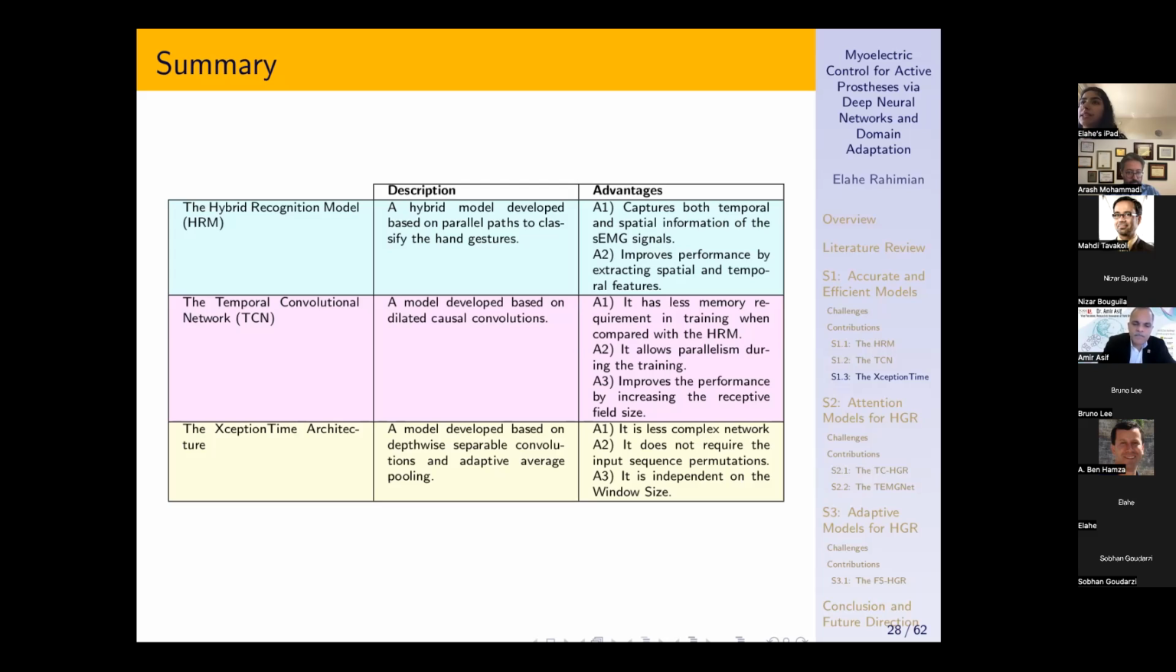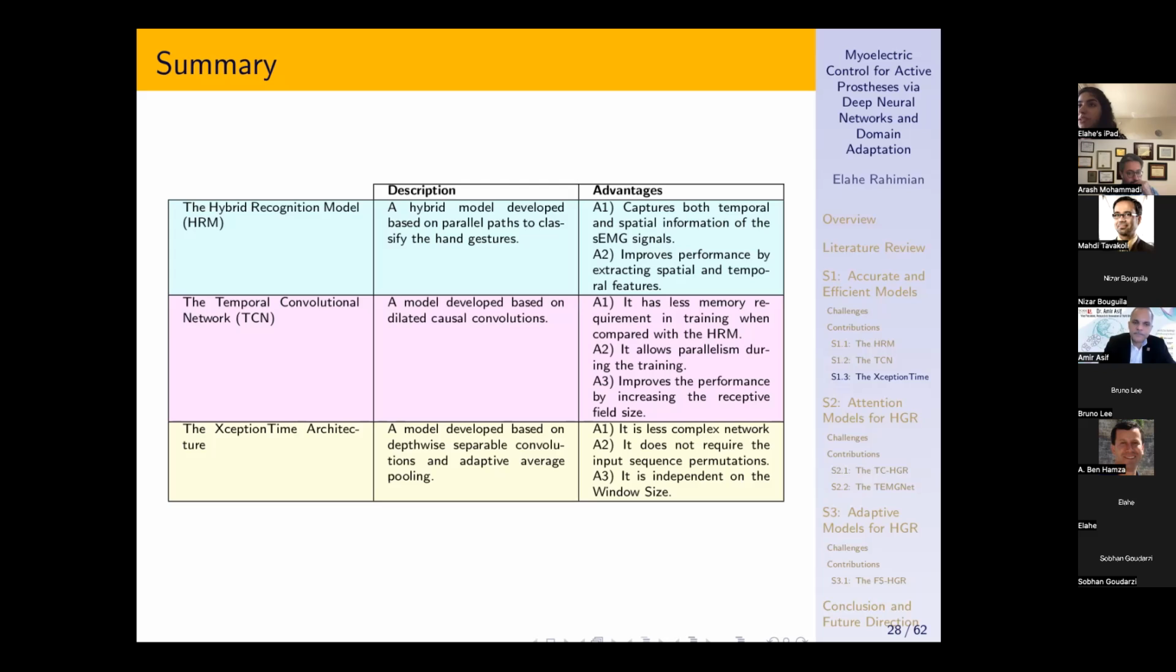Then we propose the TCN architecture, which is based on dilated causal convolutions. This architecture, compared to HRM, has less memory requirement, and more importantly, it allows parallelization during the training, because when the model is based on a recurrent base, in each time step, we should wait for the result from predecessors. But in the TCN, we have parallelization during the training, and it can improve the performance.